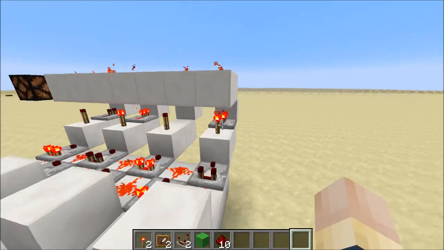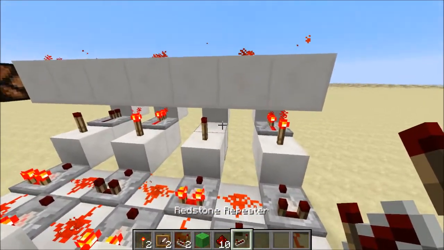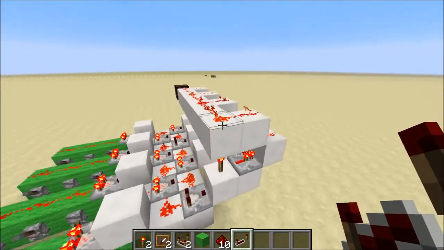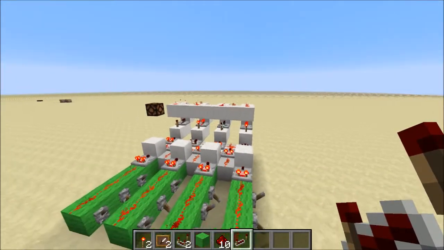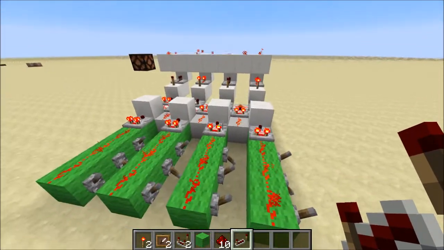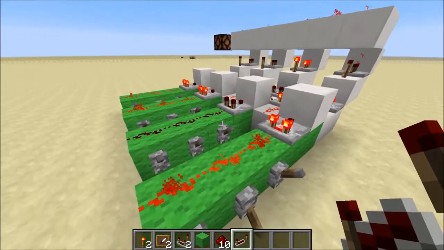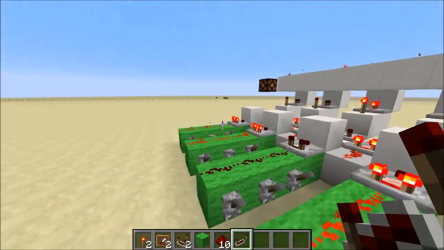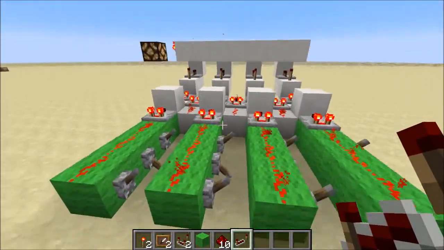The simple solution to that is just to put a little 1-tick pulse sustainer that comes off each torch, and that keeps the NOR gate on top powered on long enough. It gives it enough of a delay to allow the torches to switch. So if I do that again, you'll see that our output does not flicker on this time. It will only come on when all the inputs have the same exact signal strength.